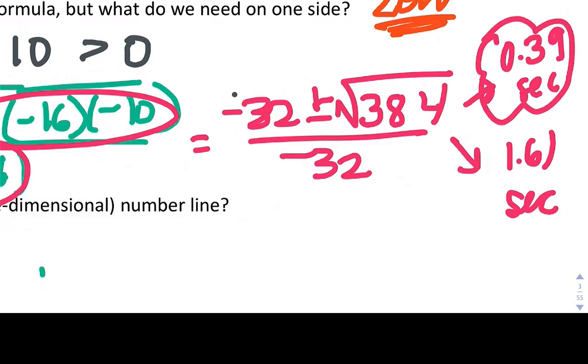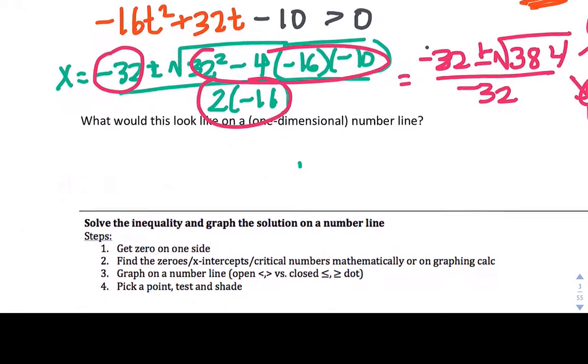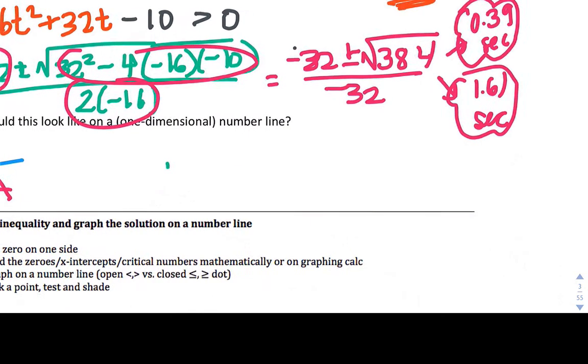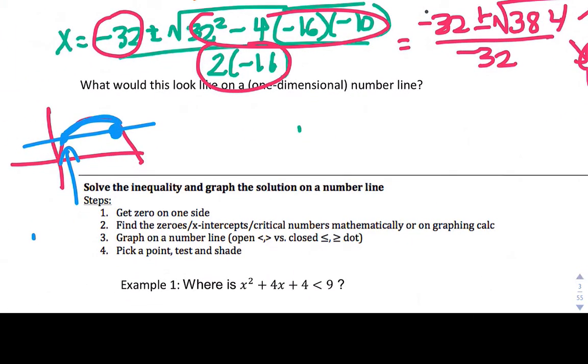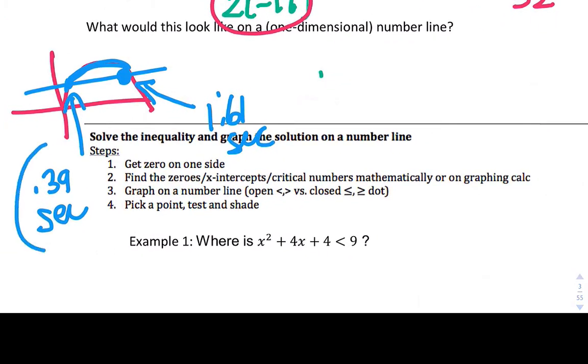So 2 answers here. And so if I were to draw it 2-dimensionally, here's what it looked like. So our graph goes up and then it goes down. When is it above 10 feet? Well, at this point and this point. And there are 2 times here, so at 0.39 seconds, and here's my other one at 1.61. So at these 2 times, that ball is above 10 feet.